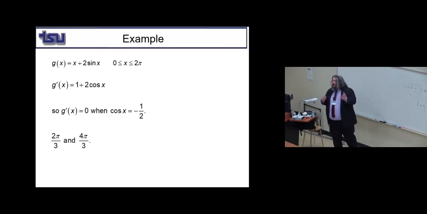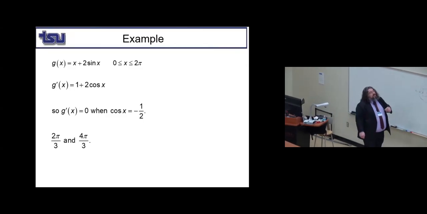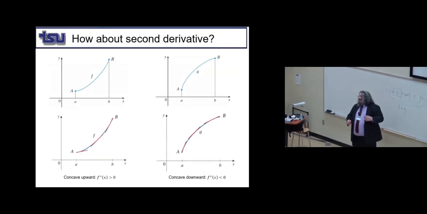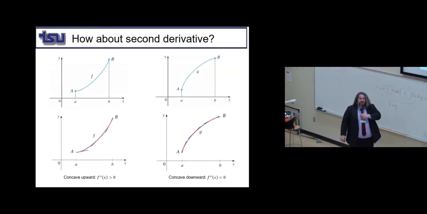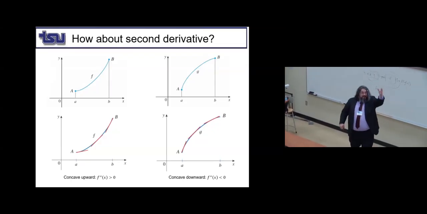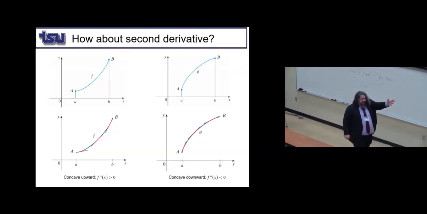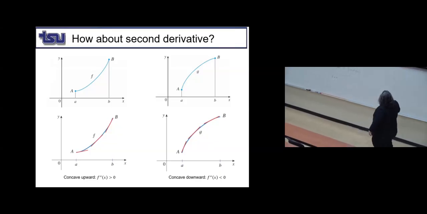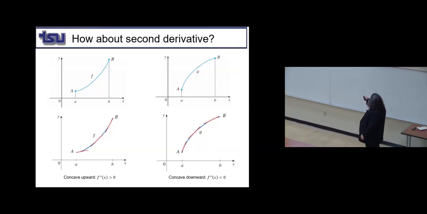So we want something better. And the better thing that we have is the second derivative. Now, the second derivative is just the derivative of the derivative. You have a function, you take its derivative, that gives you a function. You take its derivative again. That's the second derivative. And so what does the second derivative tell us?